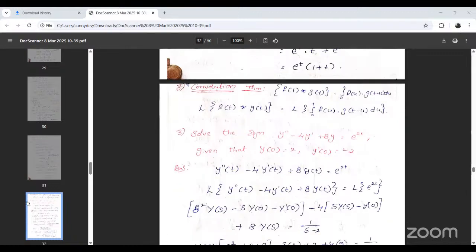And you should remember the convolution theorem, that f of t star g of t equal to... So here the Laplace transformation.